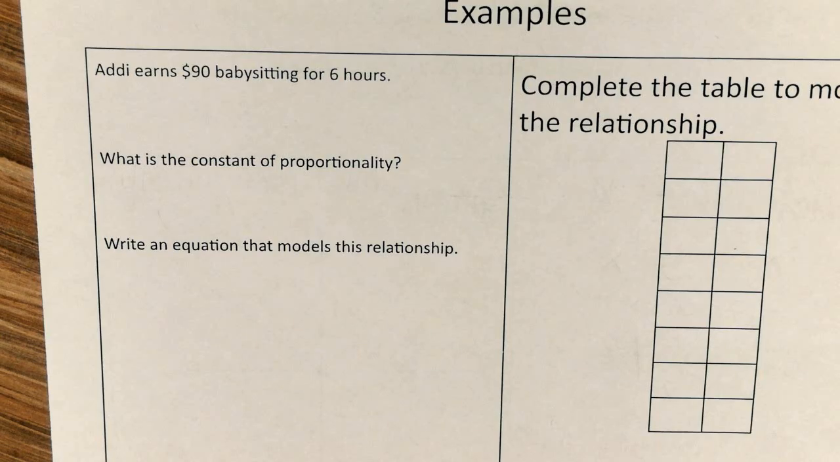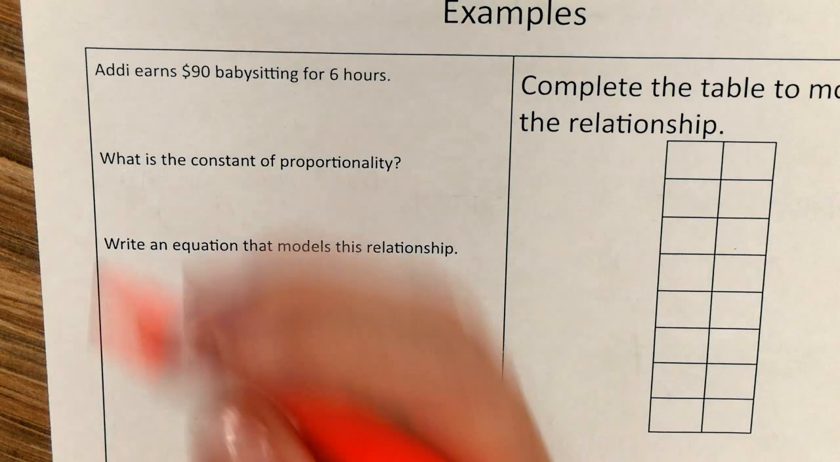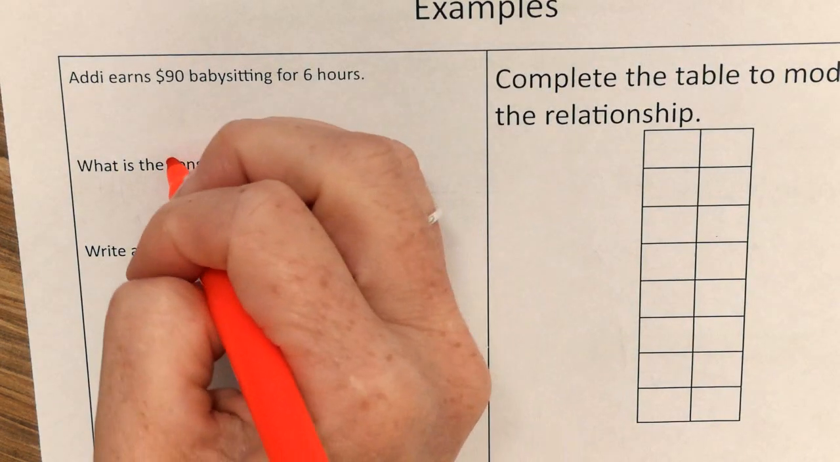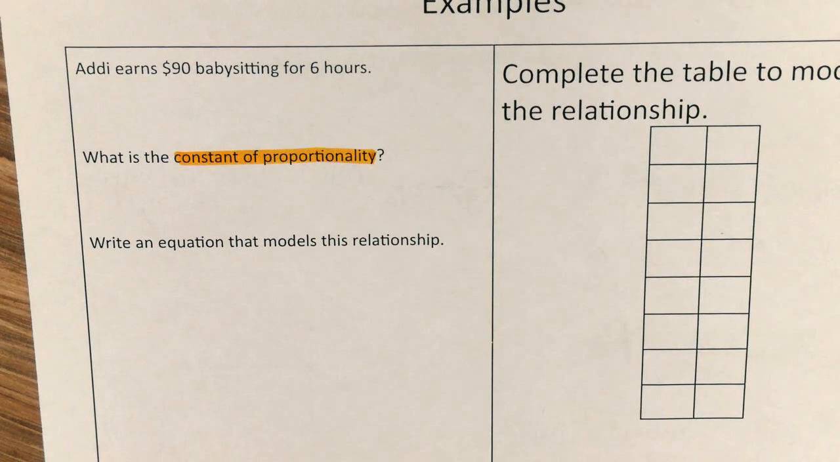What did they just give us? A rate. 2 numbers that go together. Yes? The question hasn't asked us to do anything, it just told us. What is the constant of proportionality? How am I going to find that?